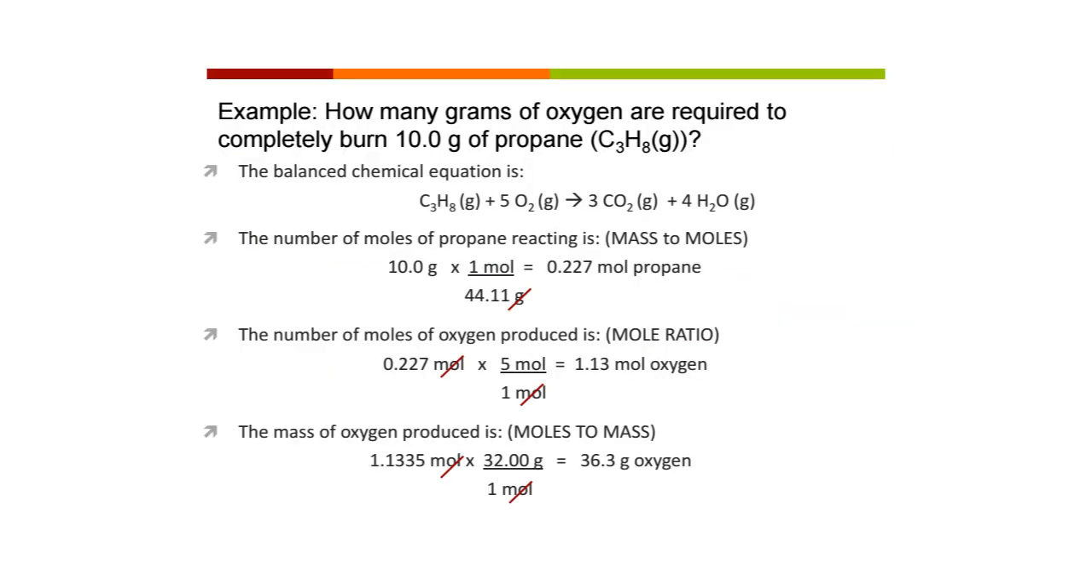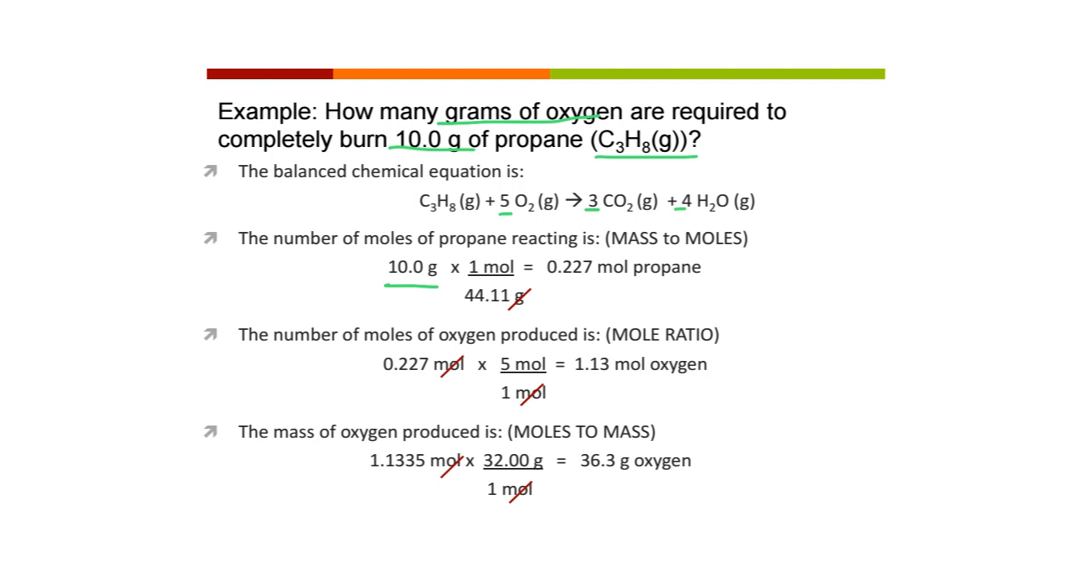Let's do our first example. Here we're asked to find how many grams of oxygen is required to burn 10 grams of propane, and propane is C3H8. So first we write our balanced chemical equation. 1 mole of propane reacts with 5 moles of oxygen, yields 3 moles of carbon dioxide and 4 moles of water vapor.